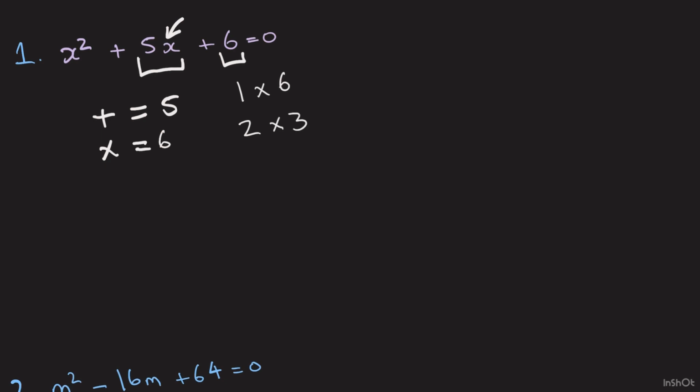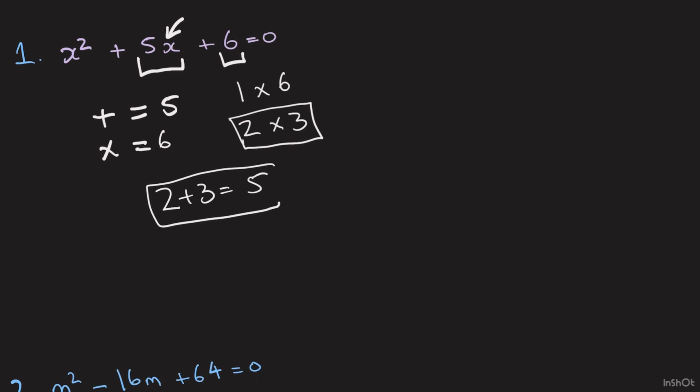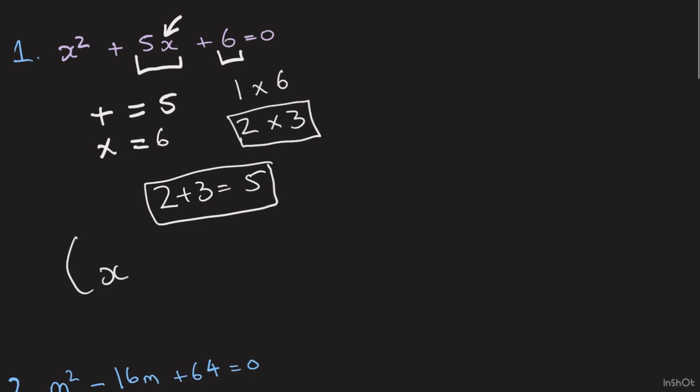So now that we've written the list of numbers that can times together to equal 6, we have to see which one of these pairs of numbers can add together to equal 5. The only one is this option here. So we do 3 plus 2 equals 5. So now when we do our double brackets, we can write x plus 2 and x plus 3.